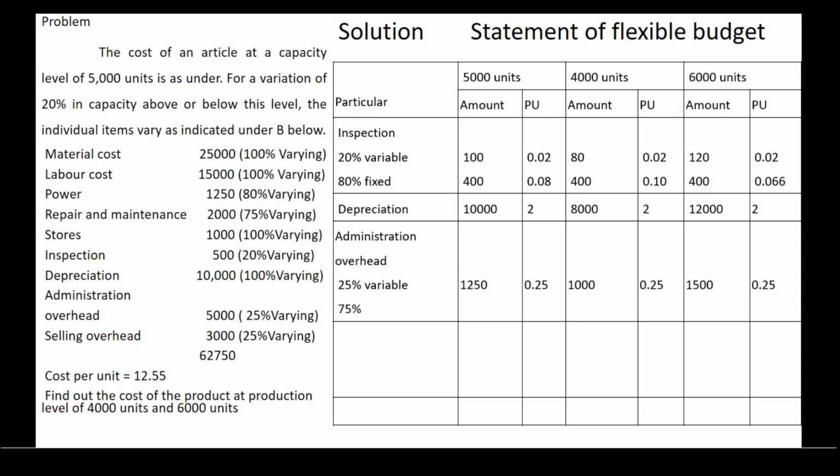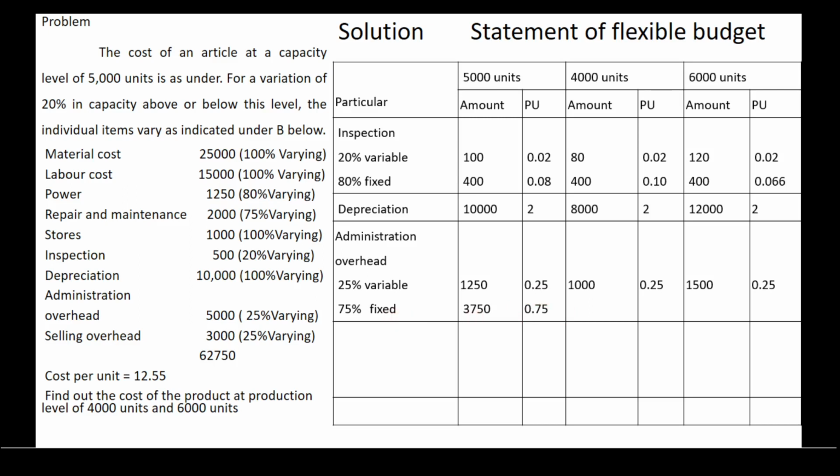Okay, the 75% fixed. So the 75% of the 5000 means 5000 into 75 divided by 100. So now that amount under the 5000 units is rupees 3750. So this 3750 rupees is divided by the 5000 units. So now the cost per unit is rupees 0.75. So here this is the fixed cost.